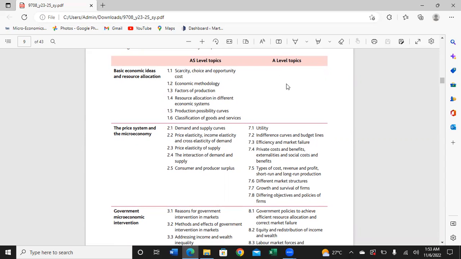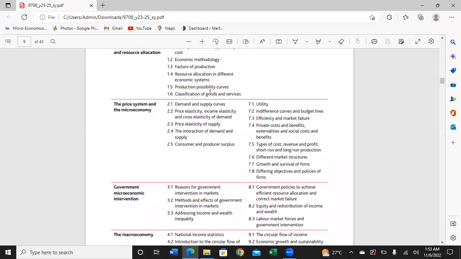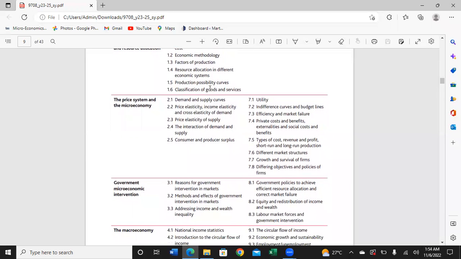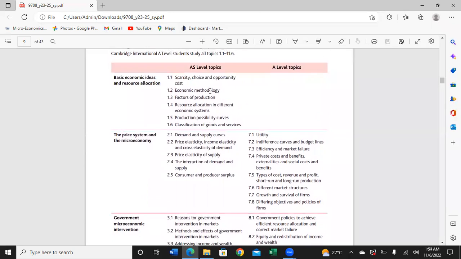So A level topics start with the topic of utility instead of scarcity and other things. Basic economic ideas, scarcity, choice, and opportunity cost, you have to study them in depth and apply your knowledge. Economic methodology, factors of production like resources of an economy, resource allocation in different economic systems. PPC, the students are very much familiar with this topic, production possibility curve or opportunity cost curves, and then the classification of goods and services.